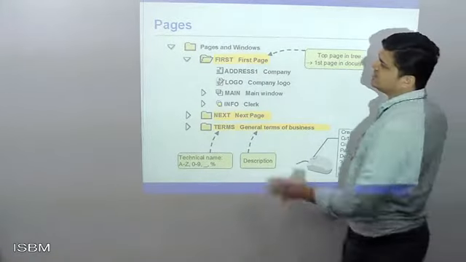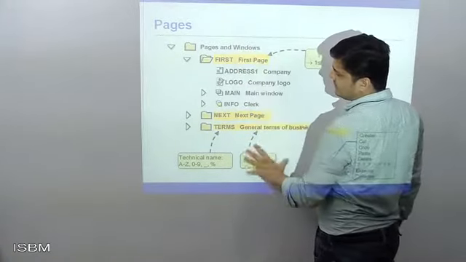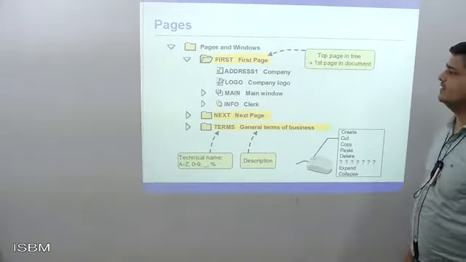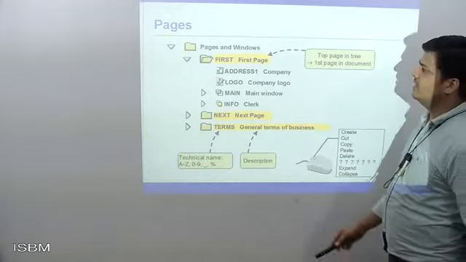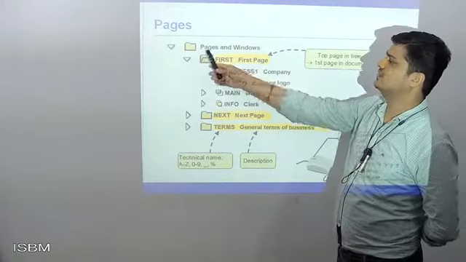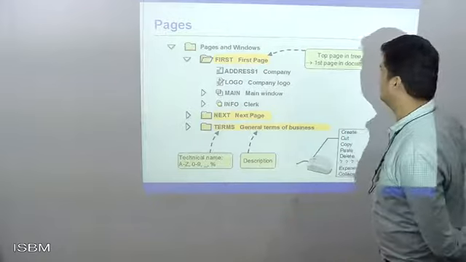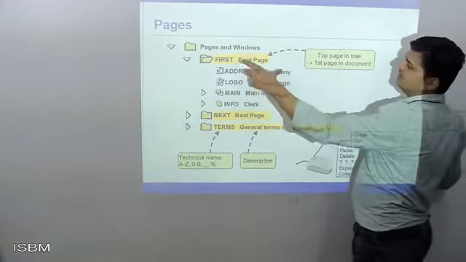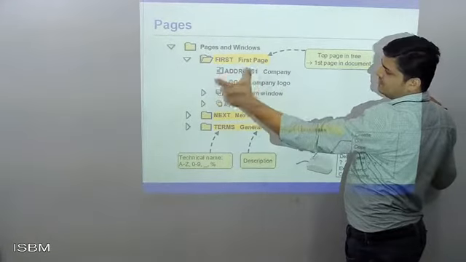So you can see that here we have pages. You can see that we have pages over here. We have different kinds of pages. The first window is called pages and window. You can see the top page in the first pages, a document. See the top page. This is the top page. We have a document over here.